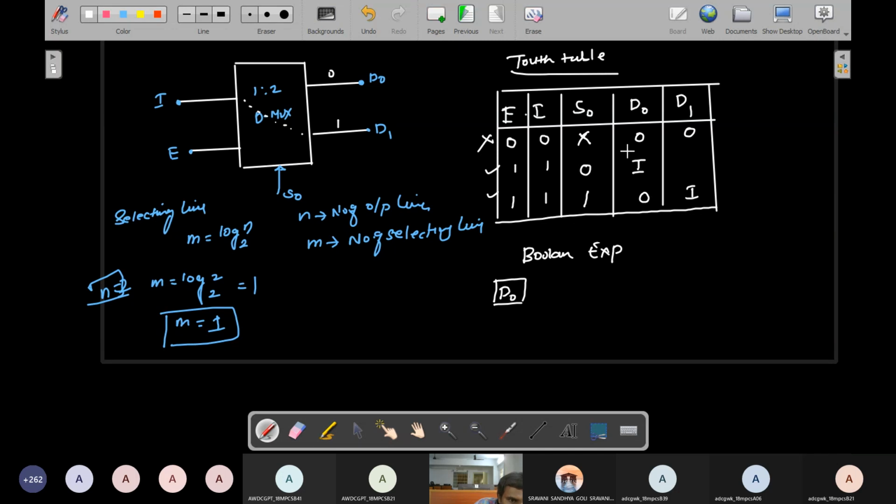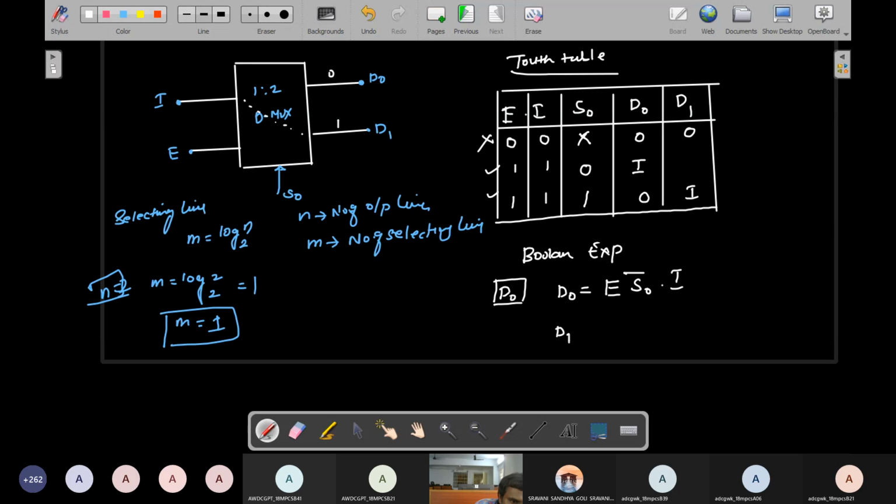In which condition is D naught high? For S naught equal to only 0, means complementary level. So therefore the first output D naught is equal to enable E, it is always high, and S naught complement, S naught bar, into I. So this is called the D naught terminal.